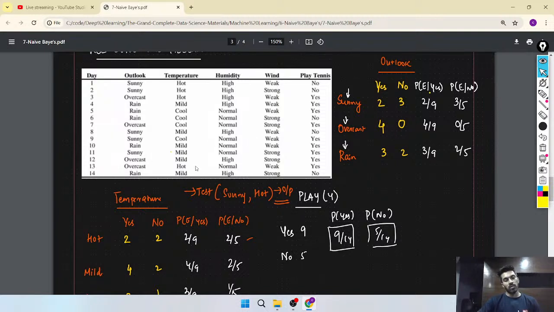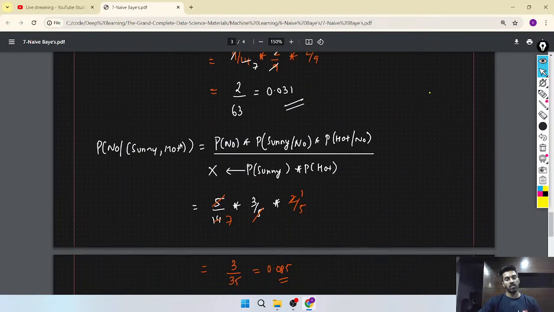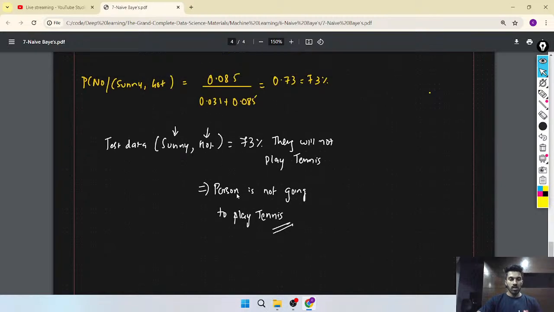So suppose your data set has an outlier. Okay, I think it is impacted by outliers, because the probability will change according to the outlier. Yes, so it is impacted by outliers. And so the person is not going to play tennis.